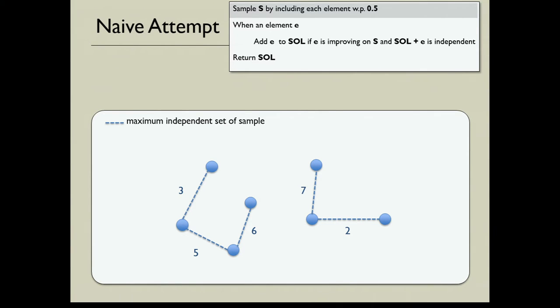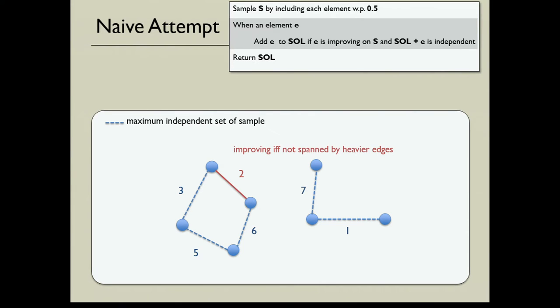How can we translate that to the graphic case? So when should we accept an element? For example, 2 would never be part of a maximum weight independent set, right? Because it's spanned by higher weight elements. So 2, I know I should not take. It's not improving. This guy would never be part of a maximum weight forest. So improving if and only if not spanned by heavier edges. Okay. So I don't take that guy.